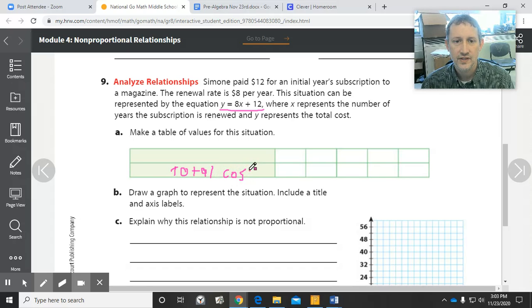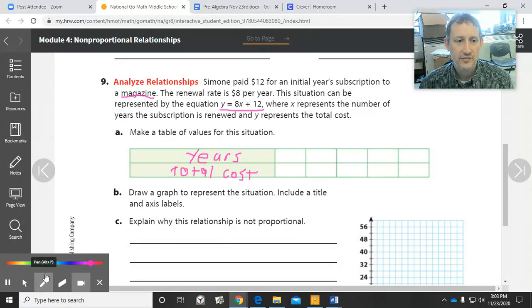And then on the top, what does that x represent? Well, that x represents a renewal rate, it's $8 every year. So maybe that's to a library, or, oh, it's to a magazine. Yeah, it's pretty cheap. So x represents the number of years. And I'm just going to really make it distinctive that x is years and y is total cost, or the money. Okay, total amount you've had to pay. So now we're going to plug in our numbers.